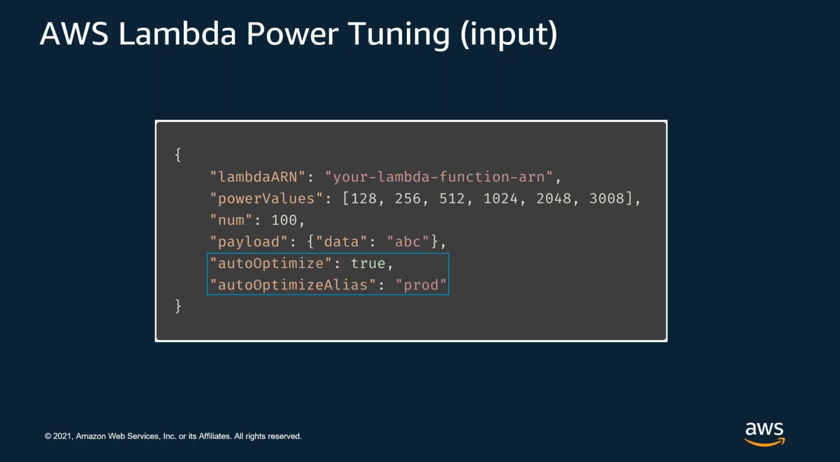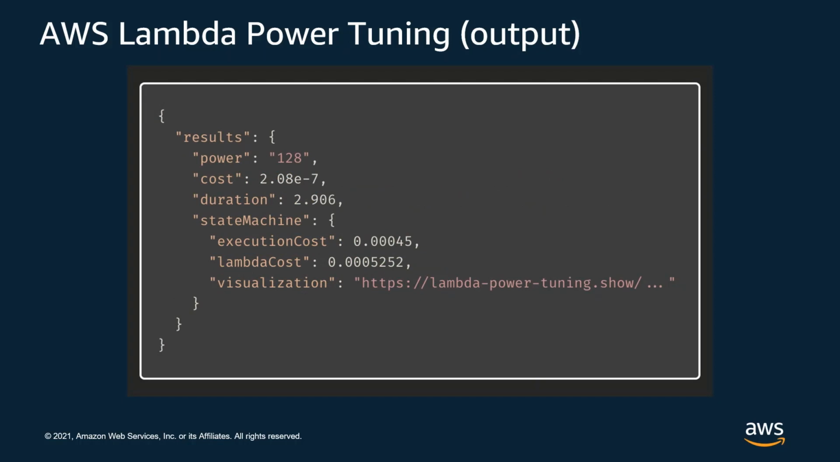Now the auto-optimize parameters tell the state machine to apply the optimal configuration at the end of the invocation. If you need to use an alias for your function, you can set it here as well. Now without these parameters, this test will run and not make any changes to your Lambda function or environment, but here you can use it, and that example I was talking about earlier about a CI/CD environment, here you can automatically power tune your Lambda functions.